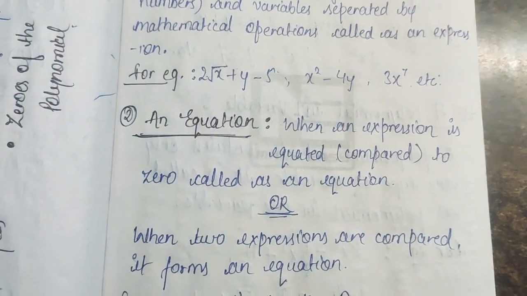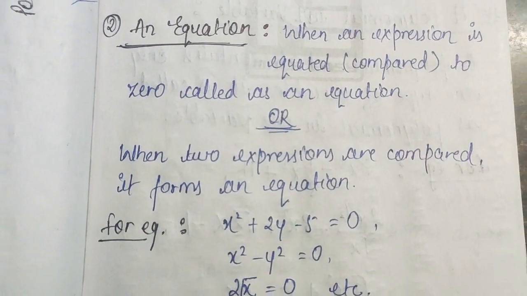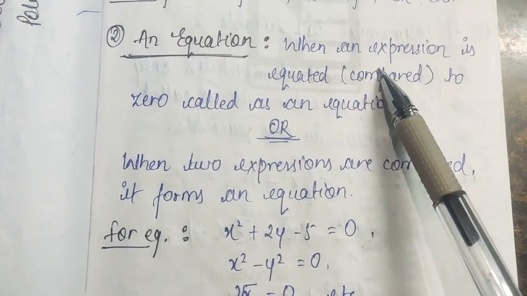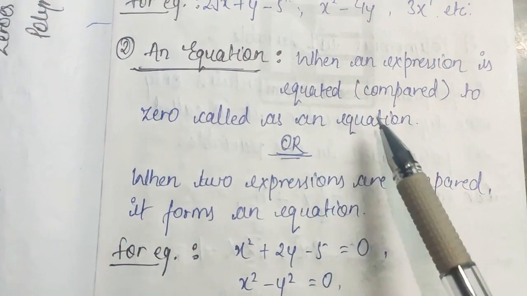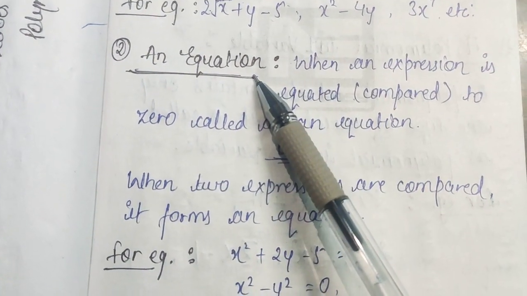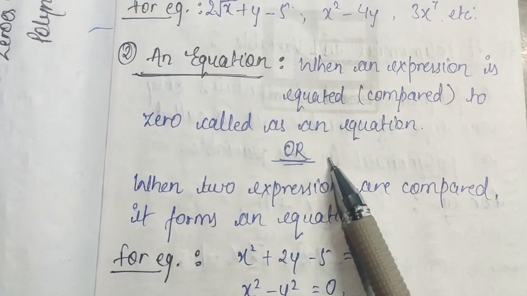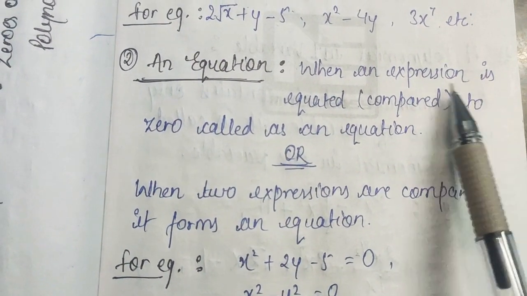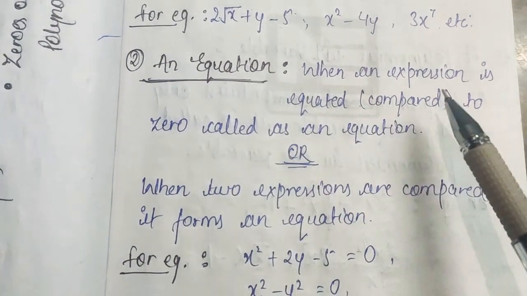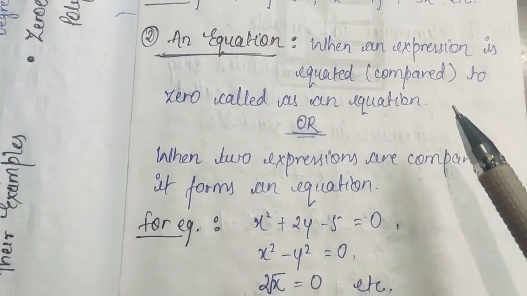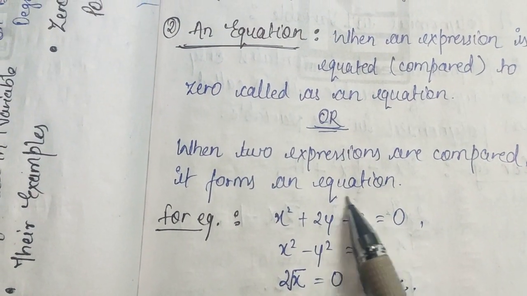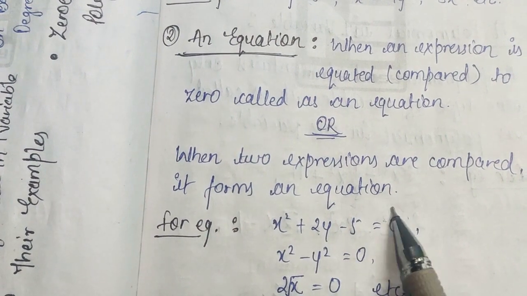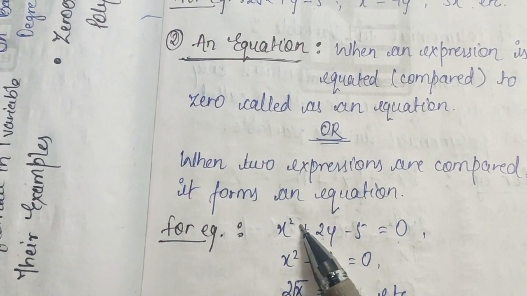Now moving to the definition of an equation. What is an equation? Whenever we compare two expressions, or you can say whenever we equate two expressions, we get an equation. It can also be understood in another form: when any expression is equated to 0, that form is called an equation. Here you can see I have the expression x square plus 2y minus 5, which is equated to 0. So it makes an equation.